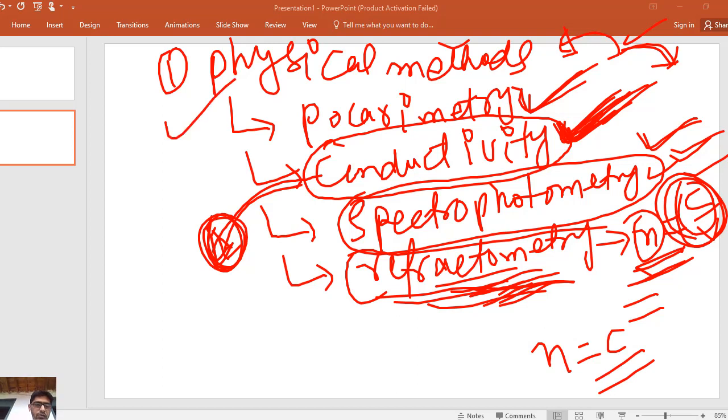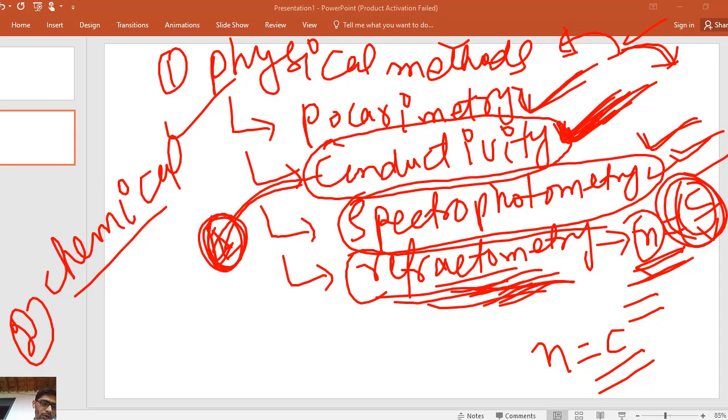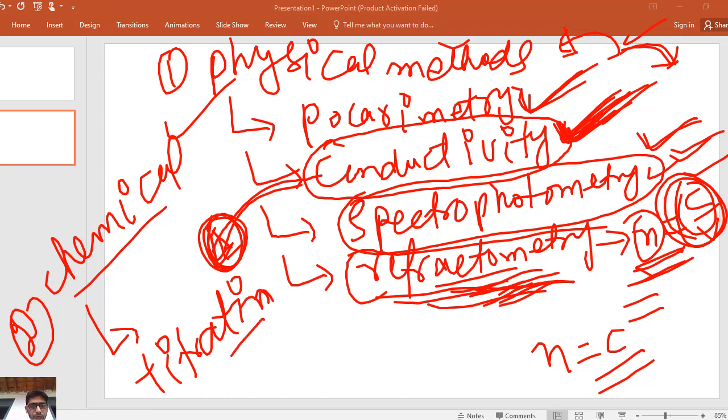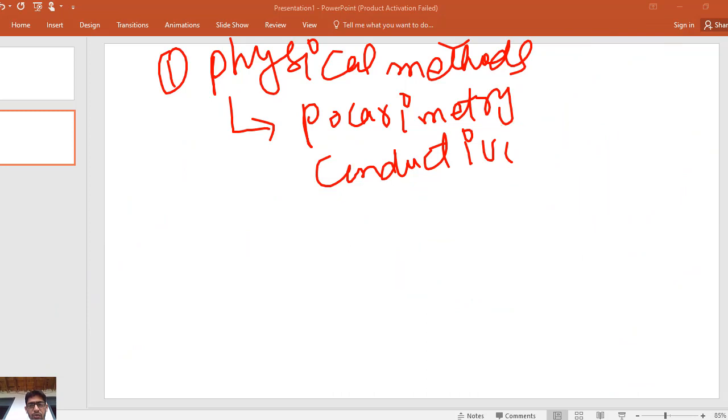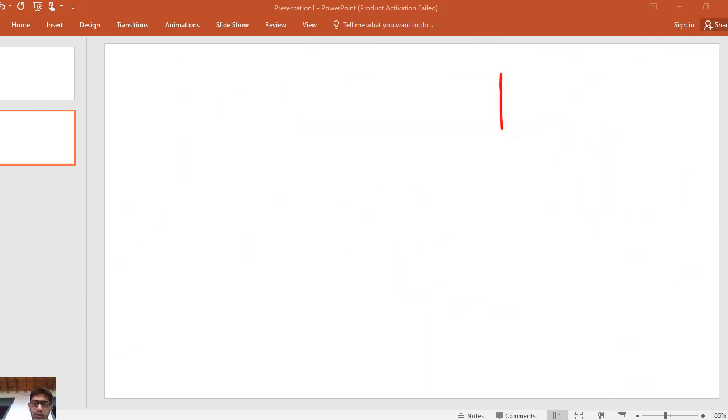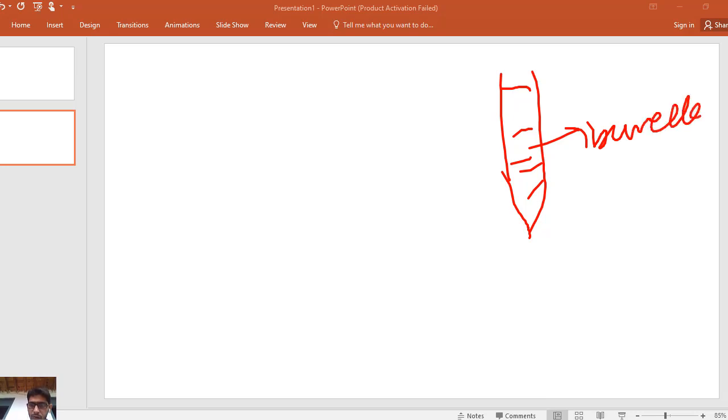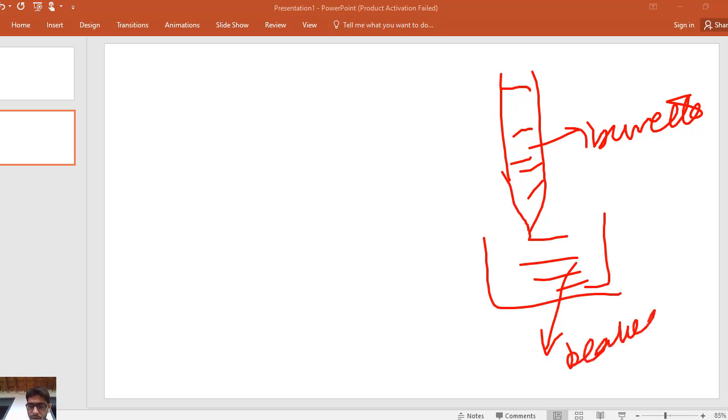Now there is another method, which is the chemical method. The chemical method is the titration method. In the titration method, there is one solution in the burette and the other solution in the beaker.